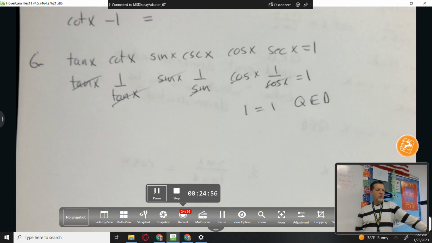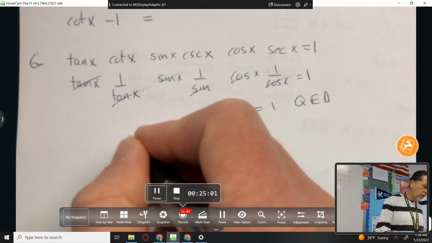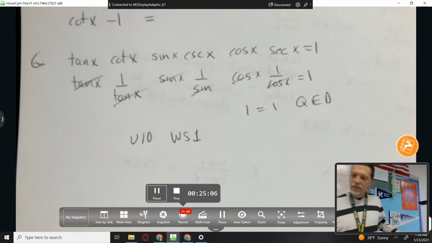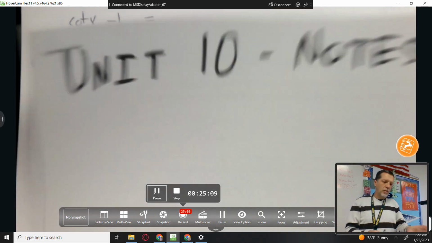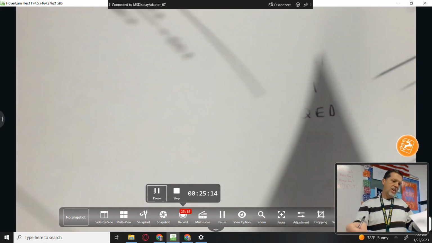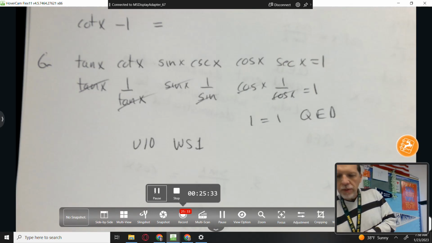We've demonstrated it. Your homework is Unit 10, Worksheet 1. It's the back of the notes page, and again, this is why I did this so weird, because Worksheet 1 is only one side. So try some of those tonight.